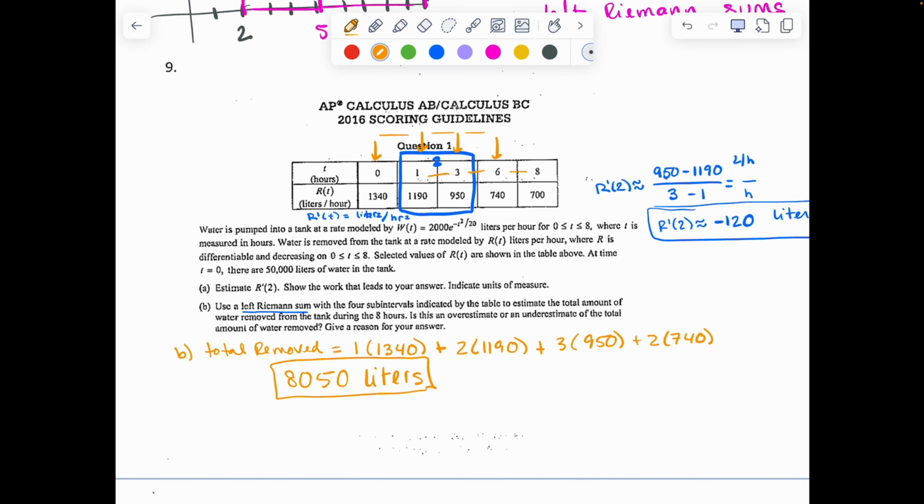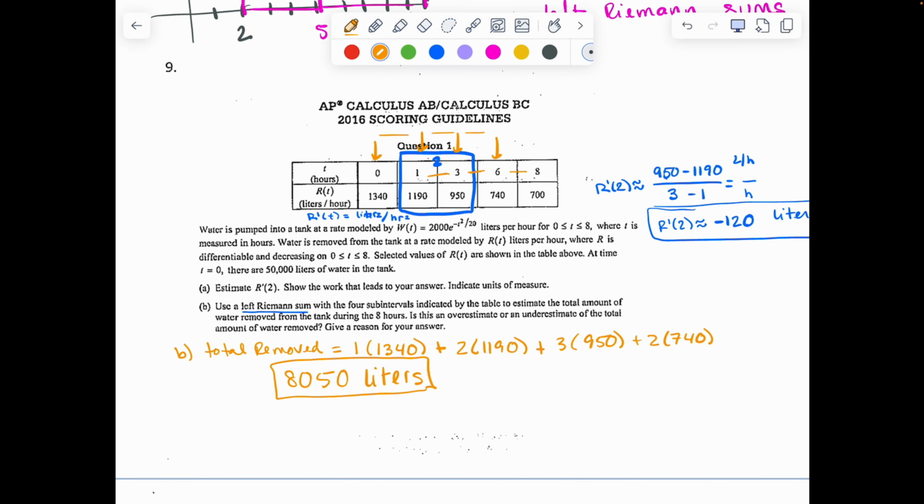I'm not done yet. How did I know that it was liters? When I multiplied an x times a y, I did hours times liters per hour. The hours canceled out and my answer came out in liters. You can always do that unit analysis. Next, is this an overestimate or an underestimate?